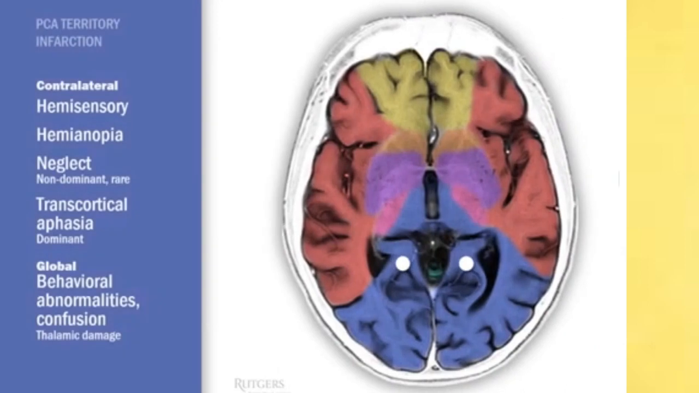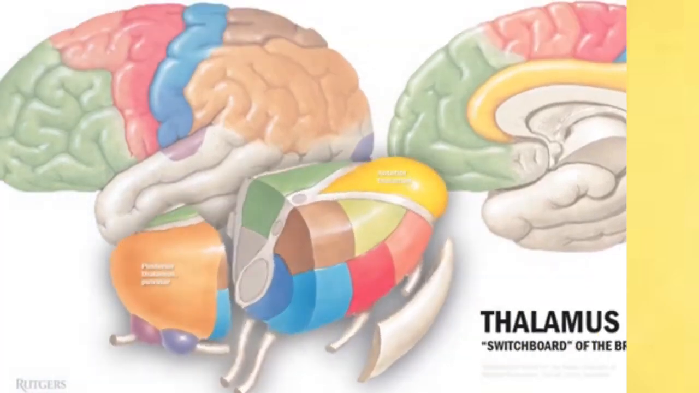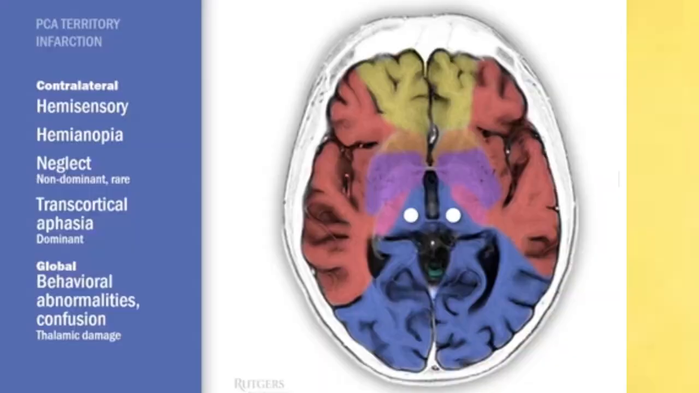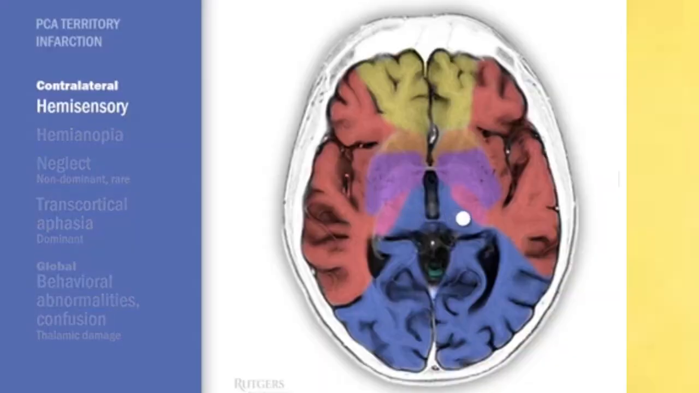Posterior cerebral artery supplies the inferior medial temporal lobe and the occipital lobe. PCA supplies the thalamus. Thalami receive and send projections to all the lobes and then some. So PCA strokes can sometimes mimic MCA strokes. Patients get contralateral hemisensory loss from damage to sensory nuclei in the posterior thalamus, contralateral hemianopia from occipital lobe damage, rarely neglect with non-dominant thalamic damage, transcortical aphasia with dominant thalamic damage. I wasn't kidding about the thalamus talking to everything.